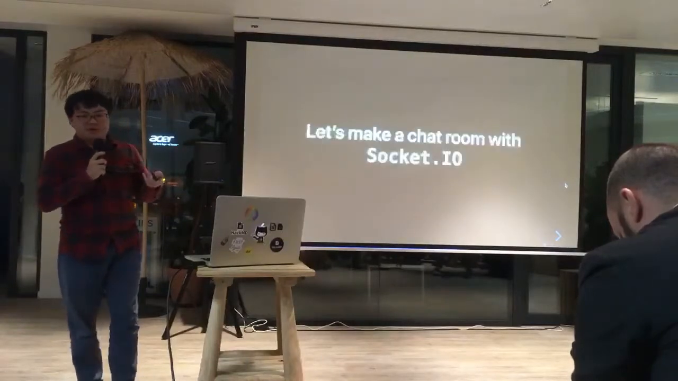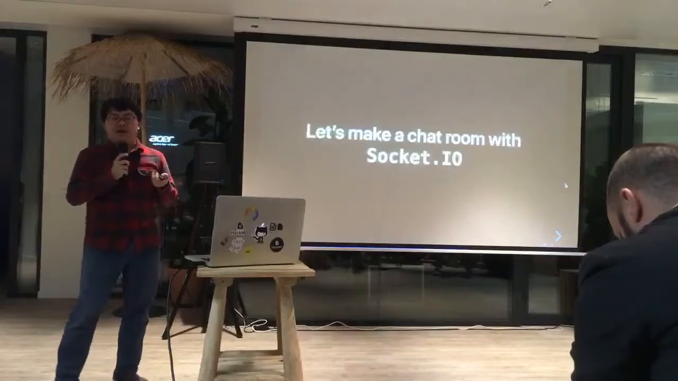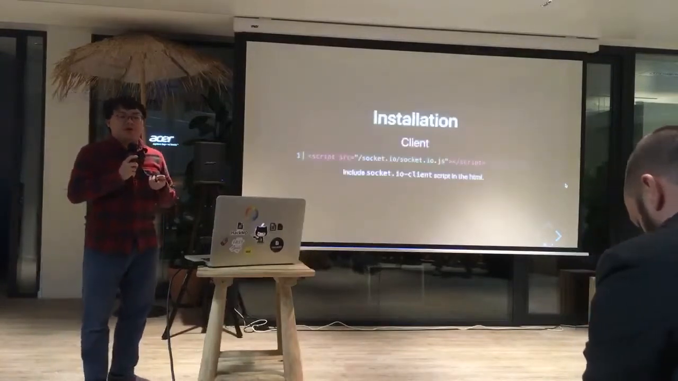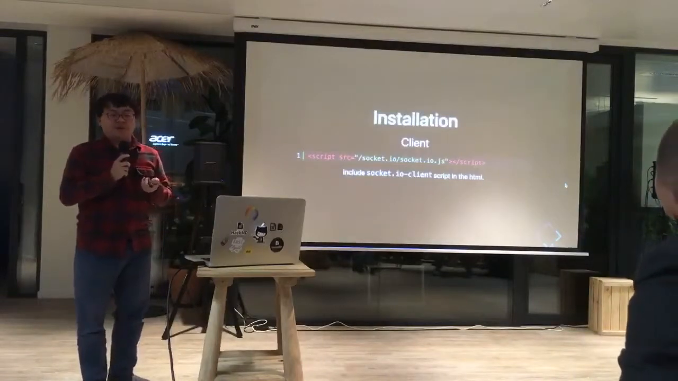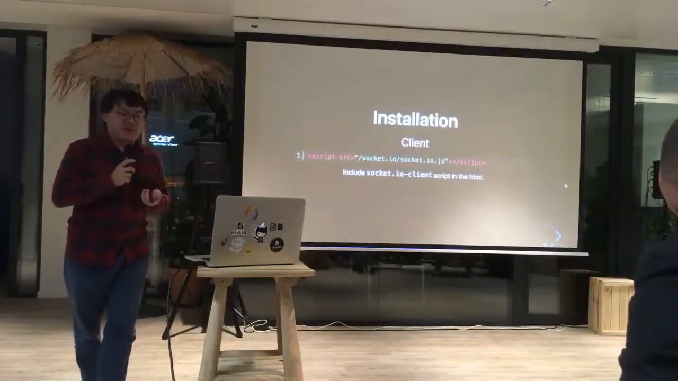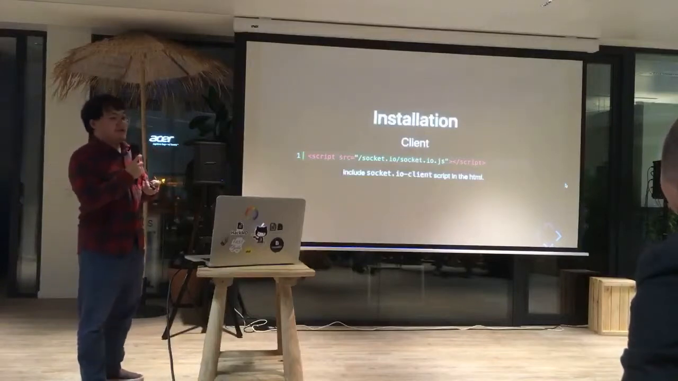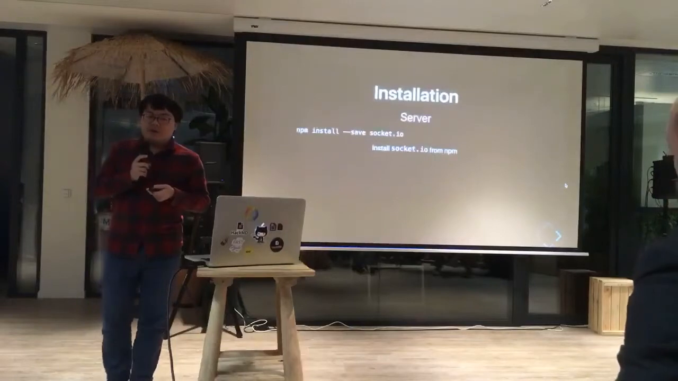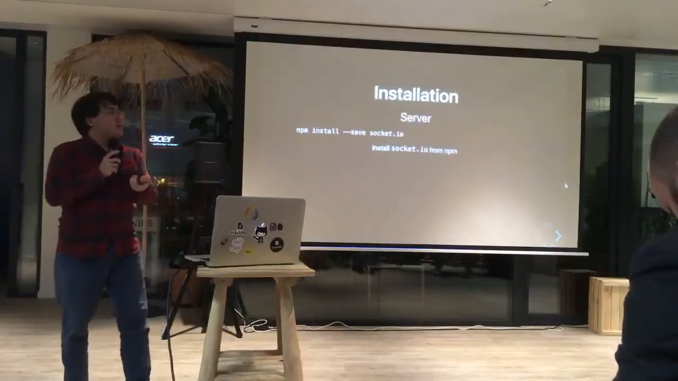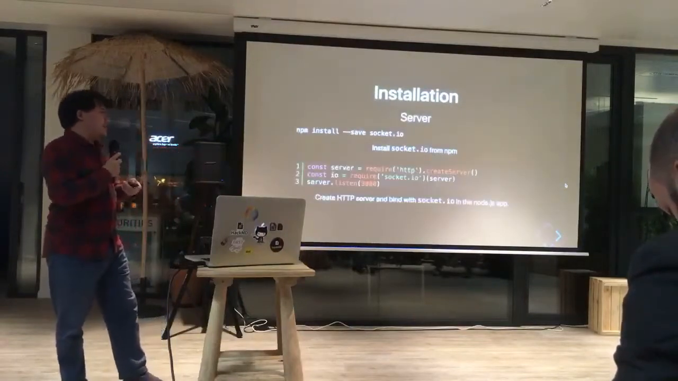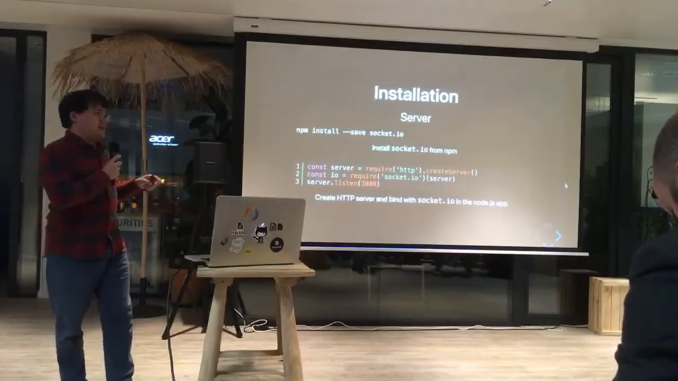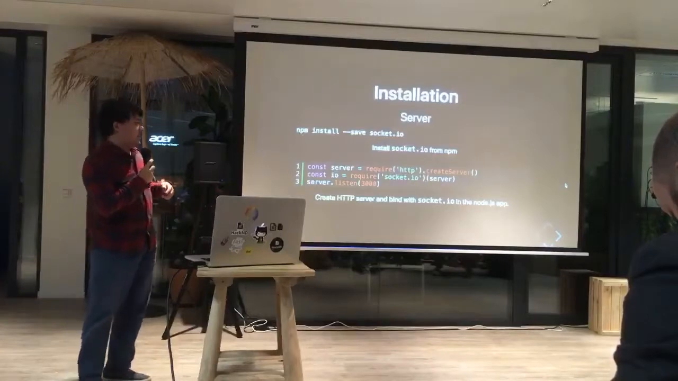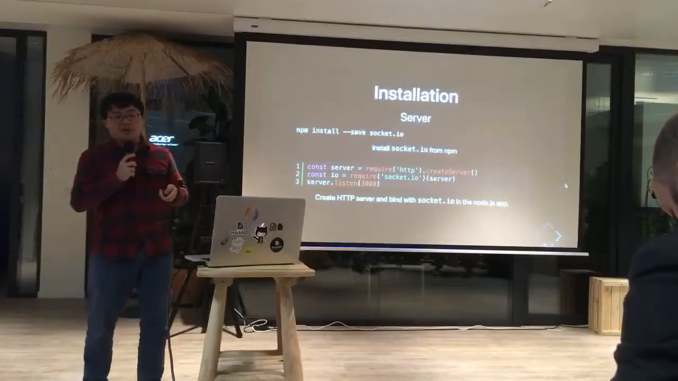That's quite cool. So let's try to make a chat room with Socket.io. For installation, you need to include a small script in your HTML, and the package is called socket.io-client. Just include it. And for the server side, you need to use npm to install the socket.io package, and you just create an HTTP server that Node.js natively supports, bind it with Socket.io in your app, and listen to the port.